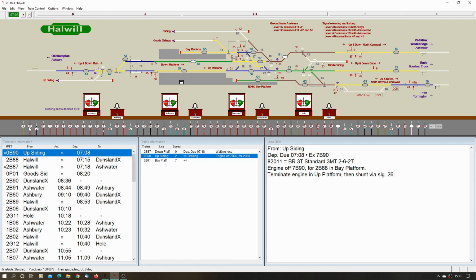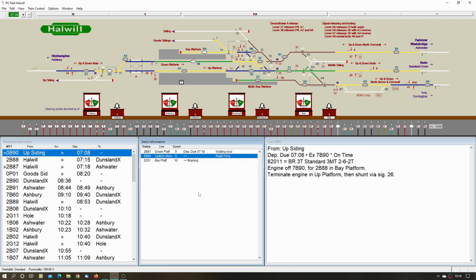I'll clear signal C. That will let him come out the up side in, and he'll come down to 31. Well, we can actually run him down to shunt via 26. Then he goes across into the bay to couple these two coaches. It would have been a lot easier if this engine moving these coaches actually worked that train, and then I could just couple this one straight onto here, if you know what I mean. But railways are never that simple.